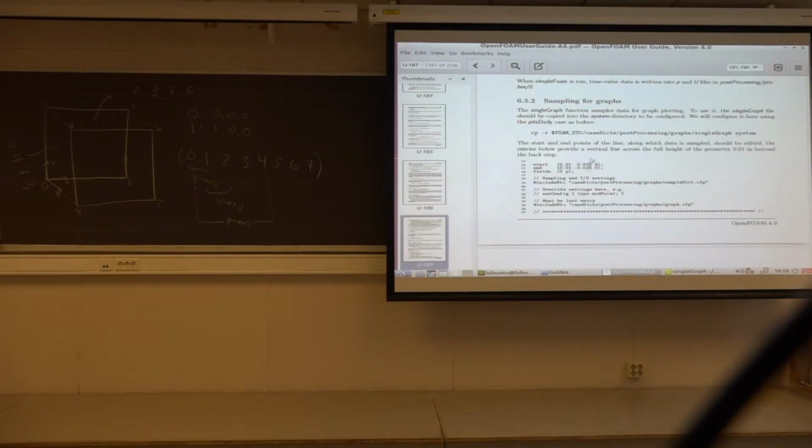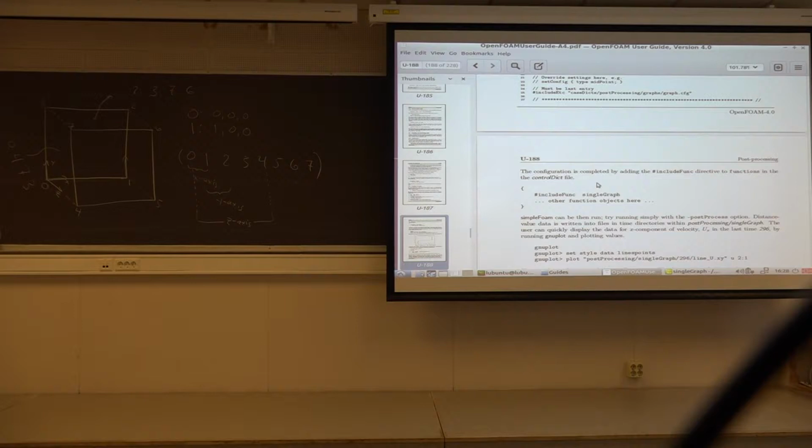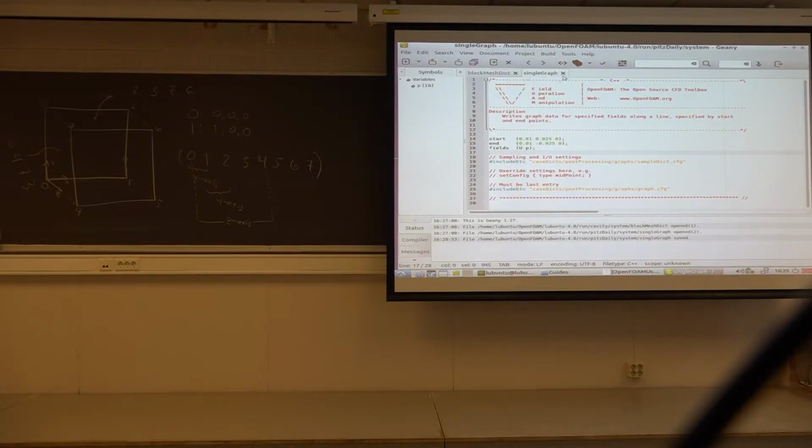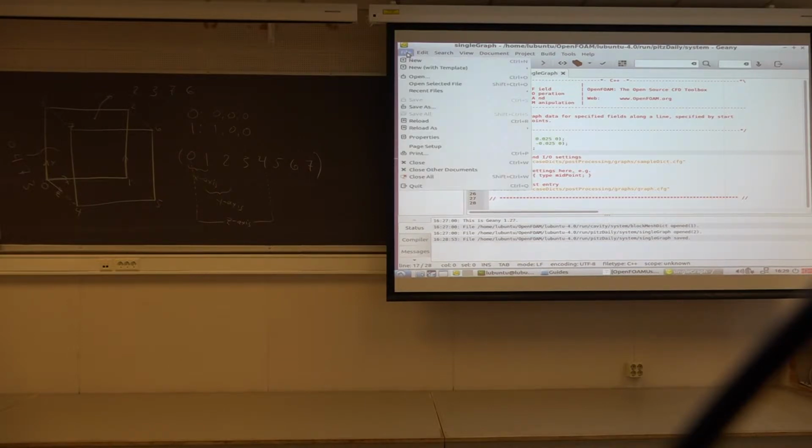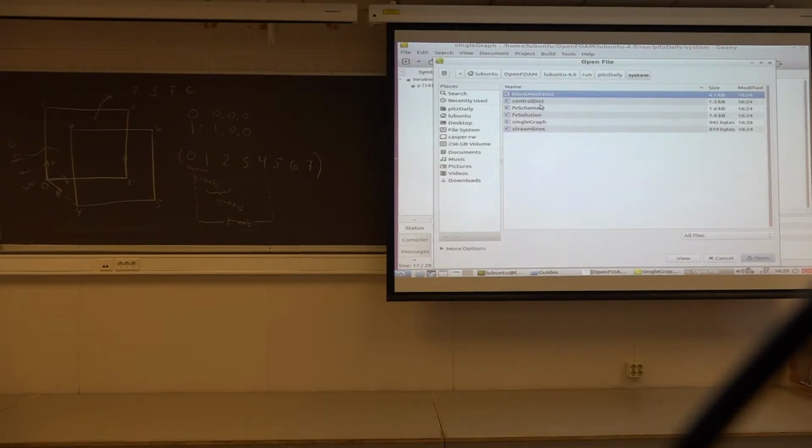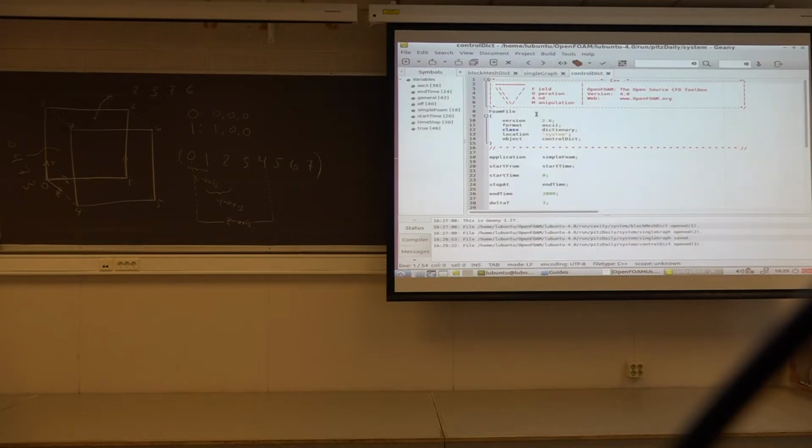And then one more step to make this work. Inside the controlDict file, that's the major file, the important file that actually runs or is in charge of the entire case. Open the controlDict file. Here we have the controlDict, all the way at the end.